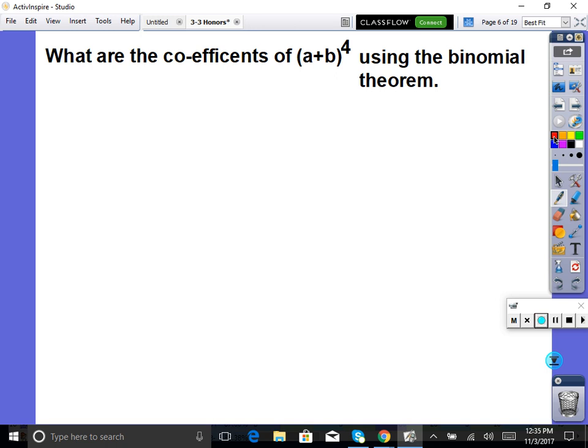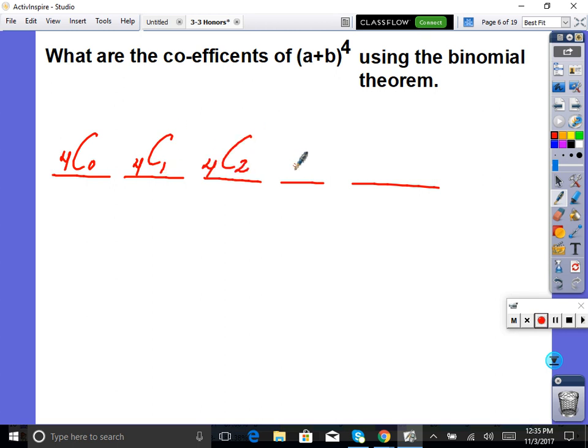5, right? One more than the degree. So I would write myself out 1, 2, 3, 4, 5 slots here. There are 5 terms if it's degree 4. And then since it's degree 4, we're taking 4 choose 0, counting up, 4 choose 1, 4 choose 2, 4 choose 3, 4 choose 4. That's how I know I'm done, when it's the same.